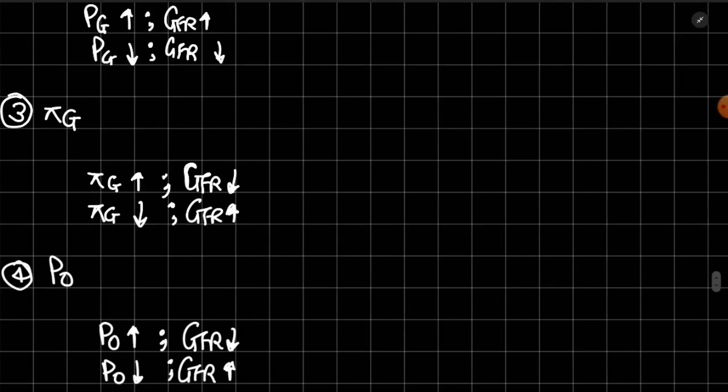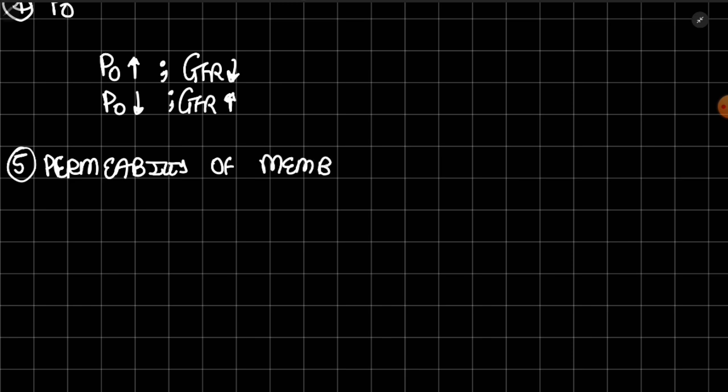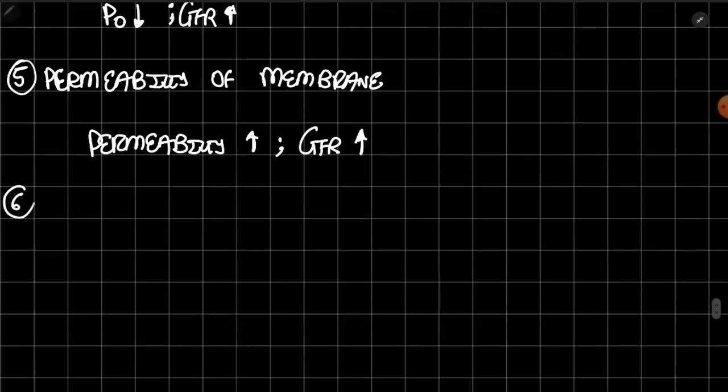First we have written about the KF. We have completed the three pressures, so four factors are done. The fifth factor is permeability of the membrane. We have seen the membrane, the three layers. If the permeability of the membrane increases, what will happen? The GFR will increase. So we are done with five factors, and the last factor is the sympathetic stimulation.